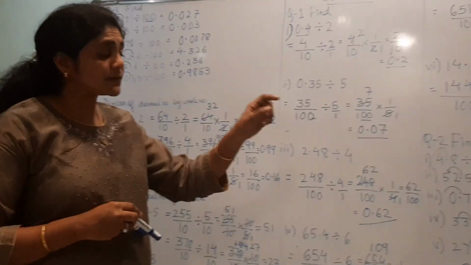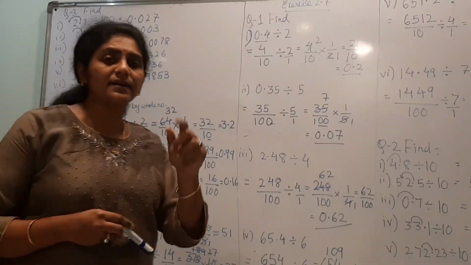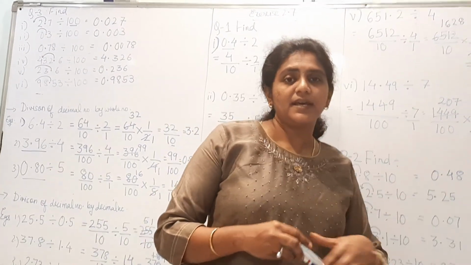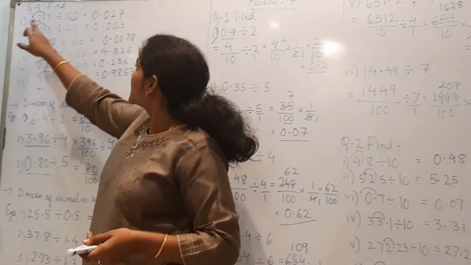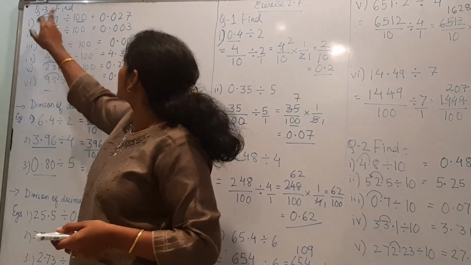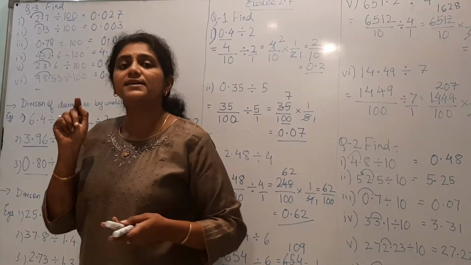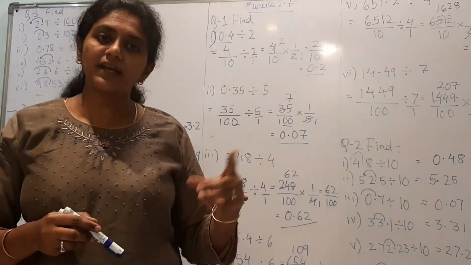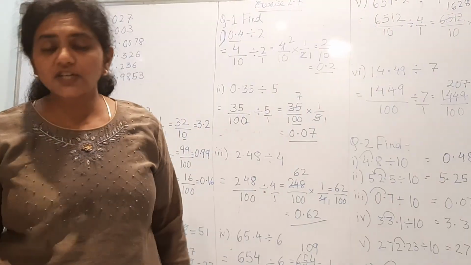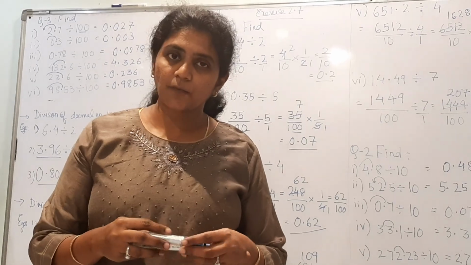By 10 it is shifting by 1 place. By 100 it is shifting by 2 places. And by 1000 it is shifting by 3 places. Here you have to remember, where no number is there, you have to consider it as 0. So questions 1, 2, 3 I have finished. In next I will finish questions 4, 5 and 6. Thank you.